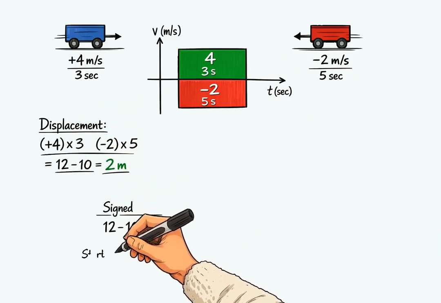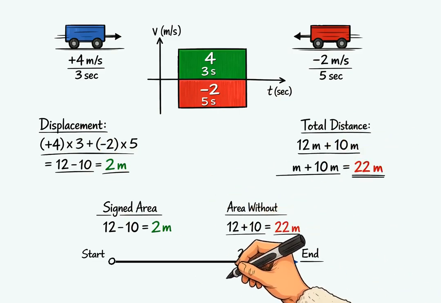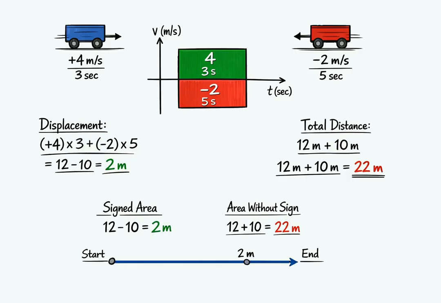On the v-t graph, that's two rectangles, one above the axis, one below. The signed area is (+4) times 3 plus (-2) times 5 equals 12 minus 10 equals 2 meters. So the displacement is plus 2 meters. It ends 2 to the right of where it started. The total distance traveled is 12 plus 10 equals 22 meters. That difference, displacement versus distance, is exactly the difference between signed area and area without sign, and it echoes the earlier distinction between displacement and distance traveled.